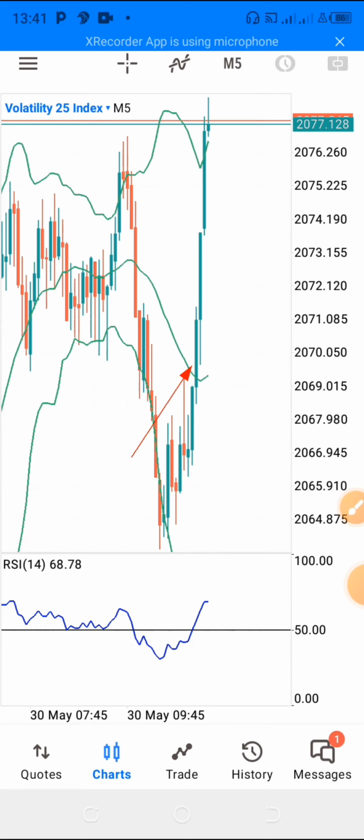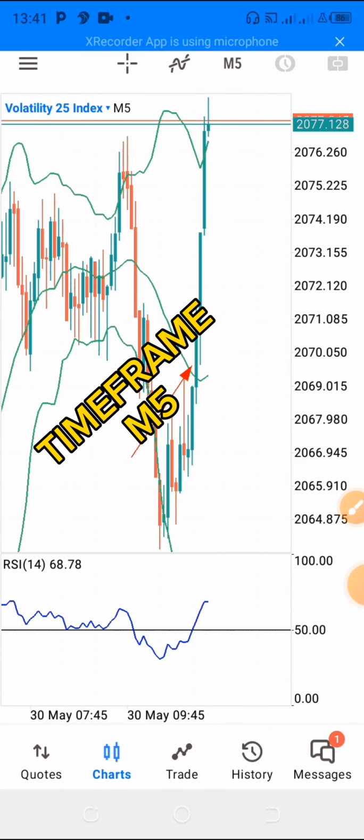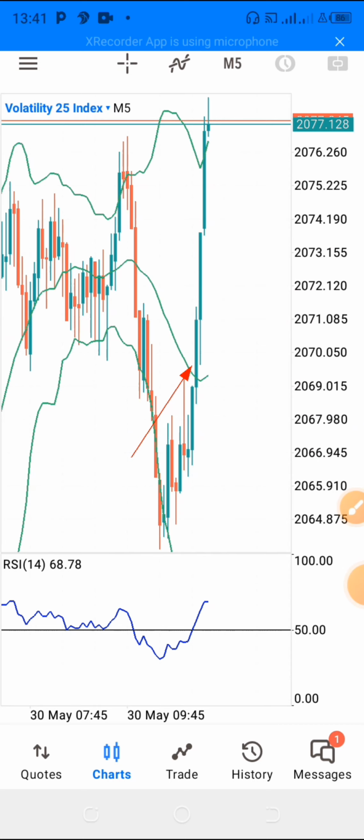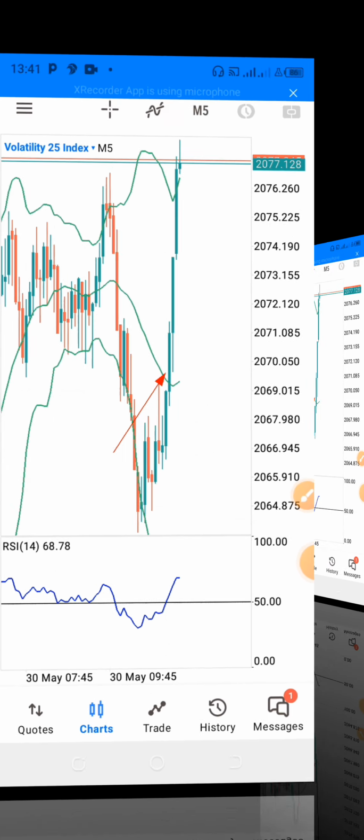The time frame that we're going to be using is M5. It's M5. I've been trying this strategy on M5. So we just want to be in the market for a very short period of time, get our profit, then we move out of the market.